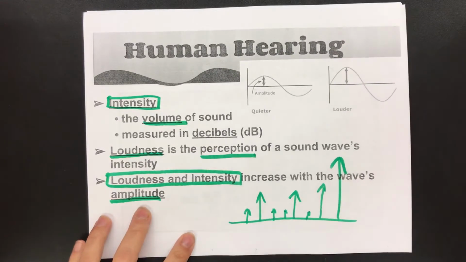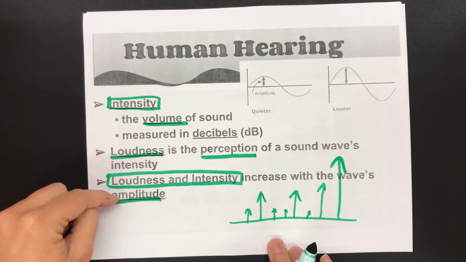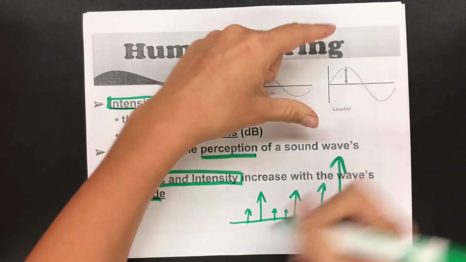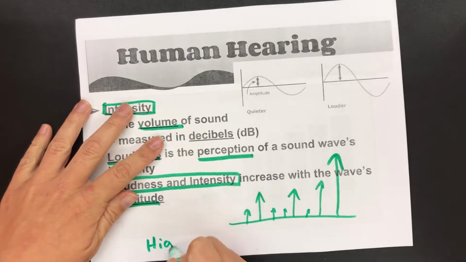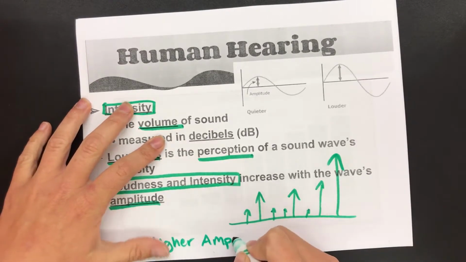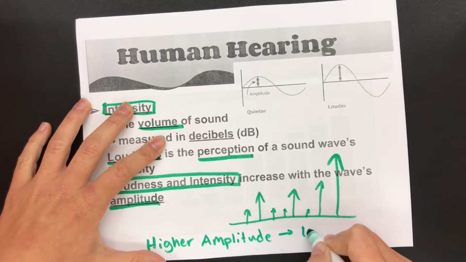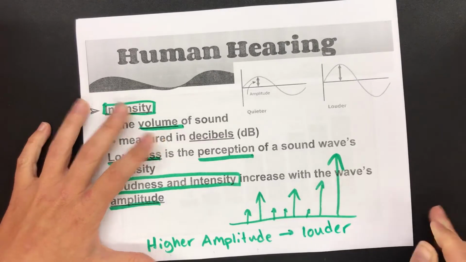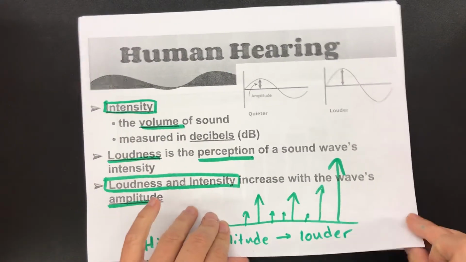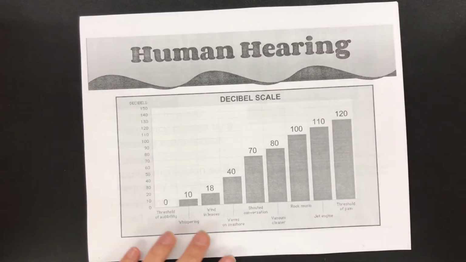Okay? So, loudness and intensity depend on amplitude. The higher the amplitude, the louder it is. All right? So, higher amplitude, louder. So I should be able to give you a set of waves, and you tell me which one is the loudest.